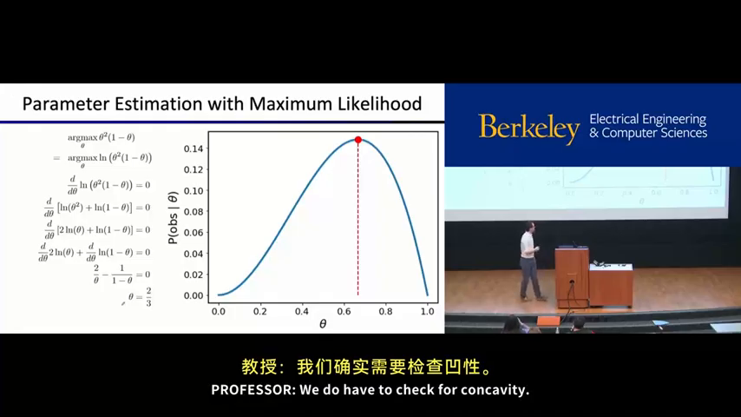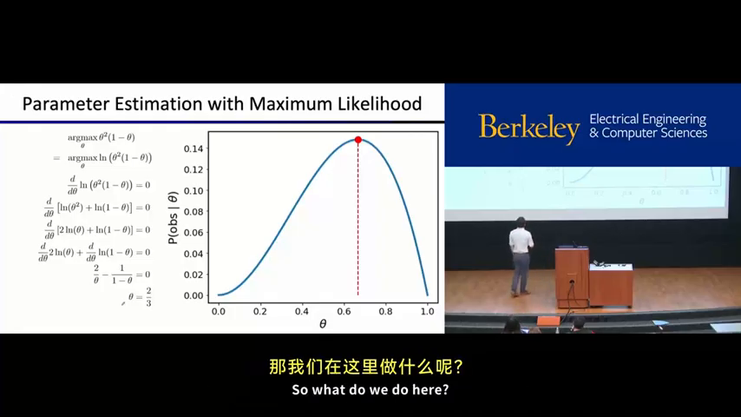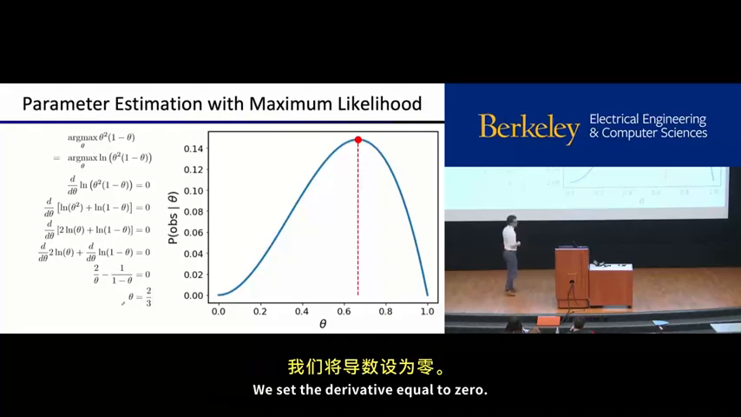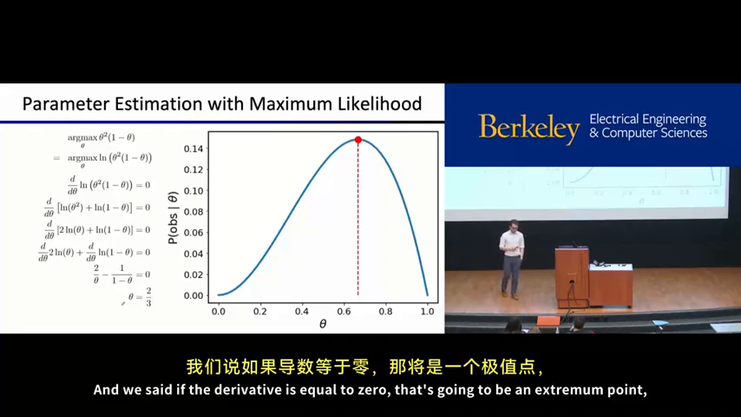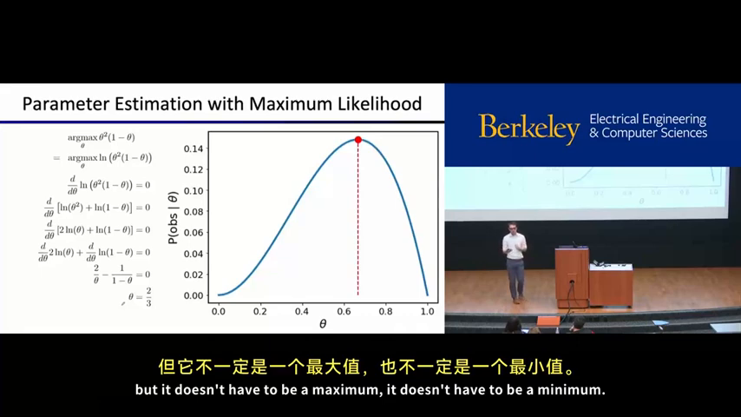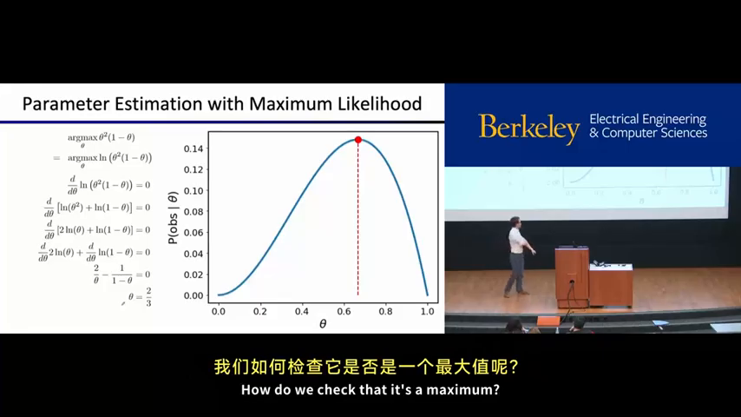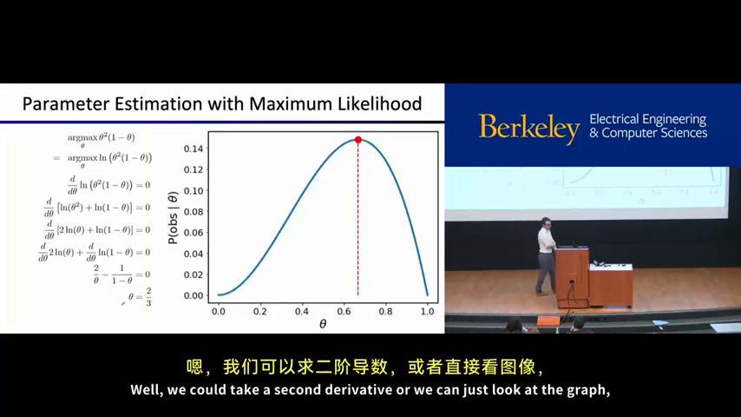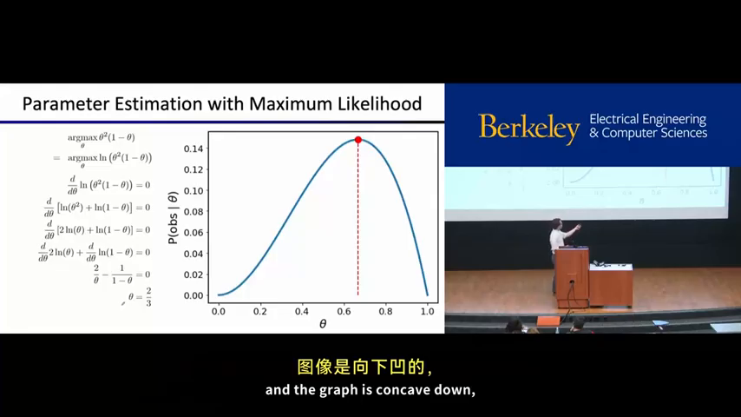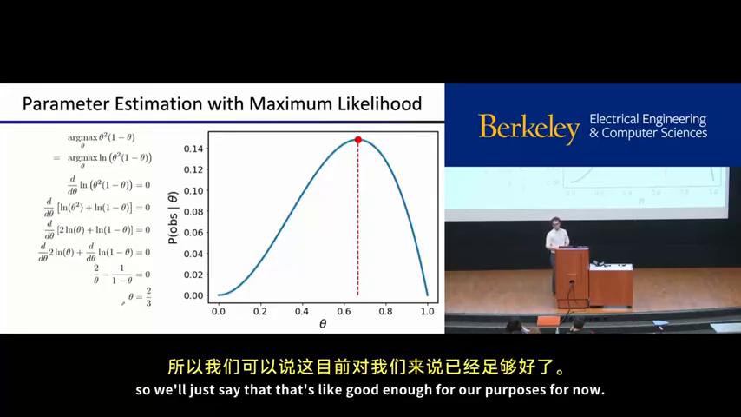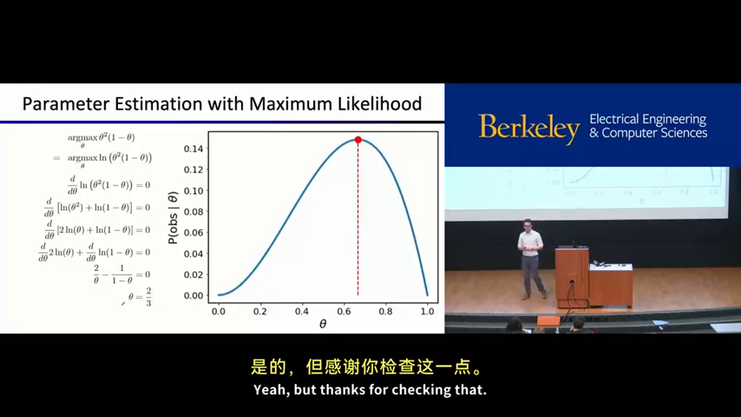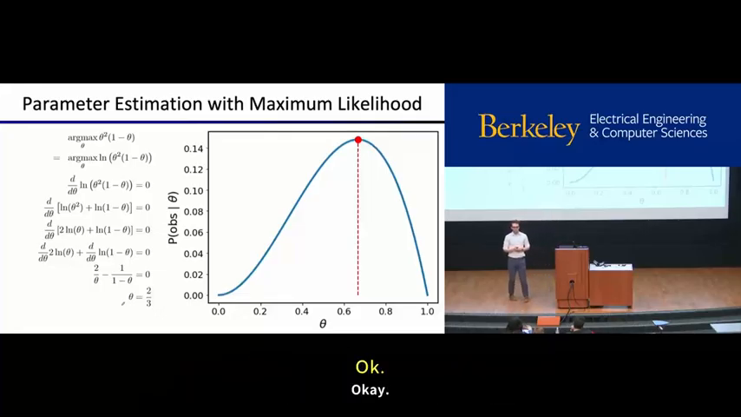Yes? We do have to check for concavity. That's a great point. So what do we do here? We set the derivative equal to 0, and we said if the derivative is equal to 0, that's going to be an extremum point, but it doesn't have to be a maximum. It doesn't have to be a minimum. So let's check that it's a maximum. How do we check that? Well, we could take a second derivative, or we can just look at the graph, and the graph is concave down. So we'll just say that that's good enough for our purposes for now. Yeah, but thanks for checking that.